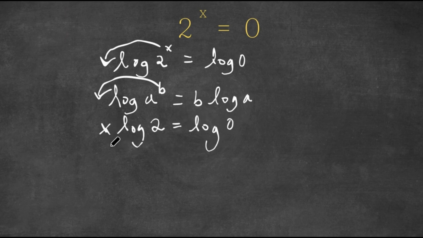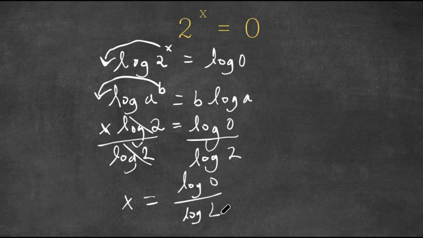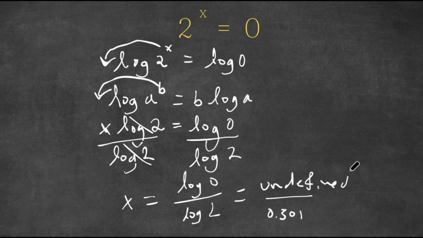Now we want to isolate x, obviously, so I'm going to divide both sides by log 2. So then these two cancel out, and I would have x is equal to log 0 over log 2. However, log 2 is equal to 0.301. However, log 0 is actually undefined.